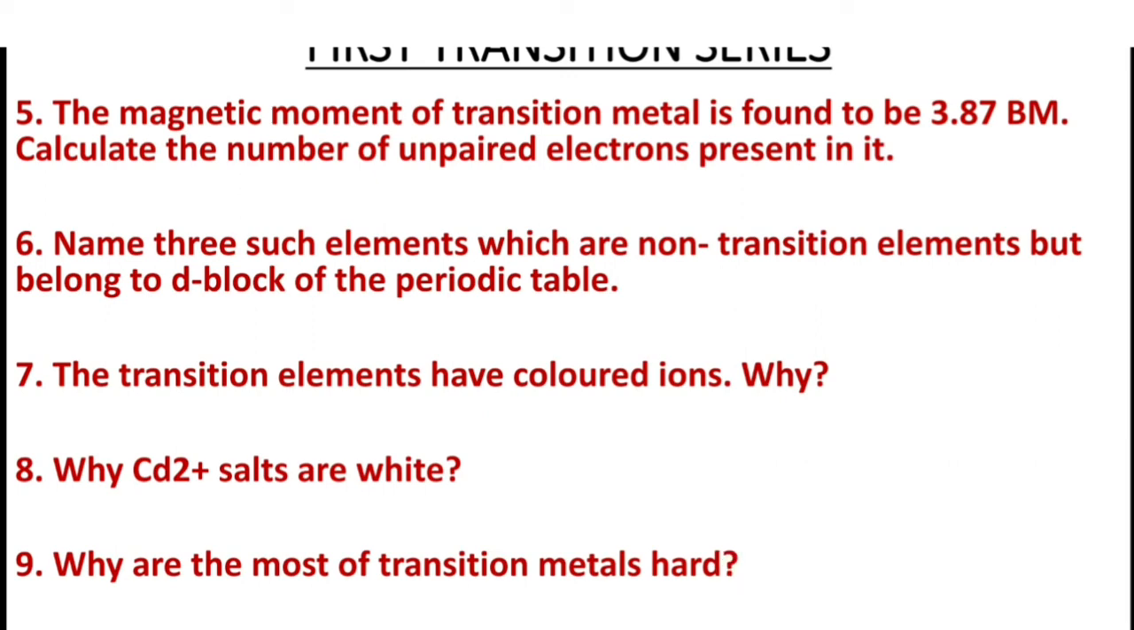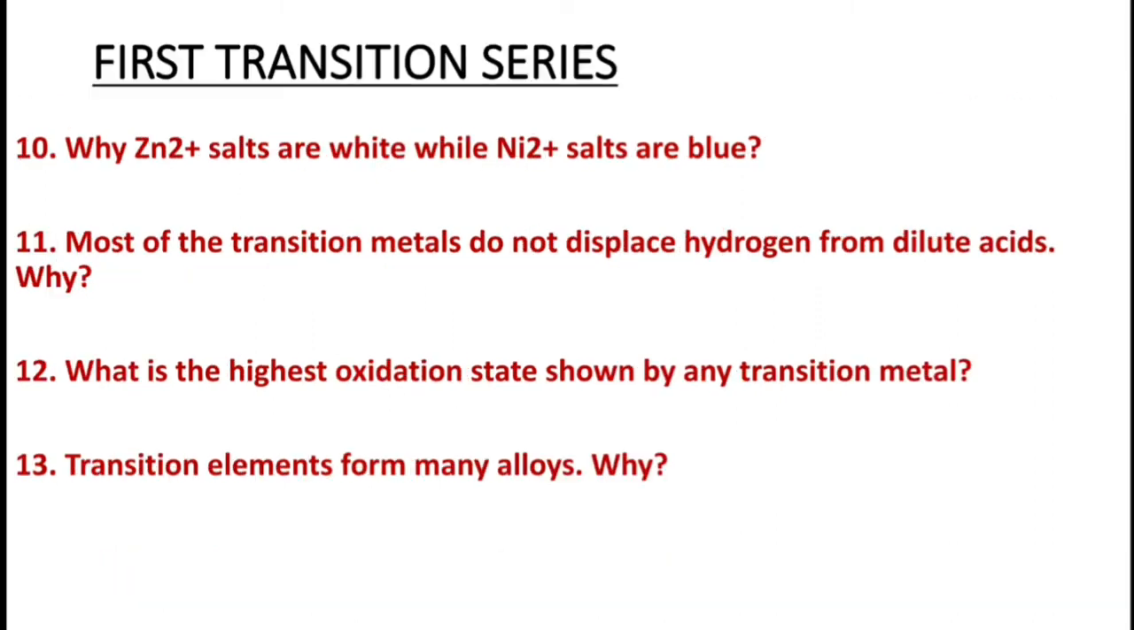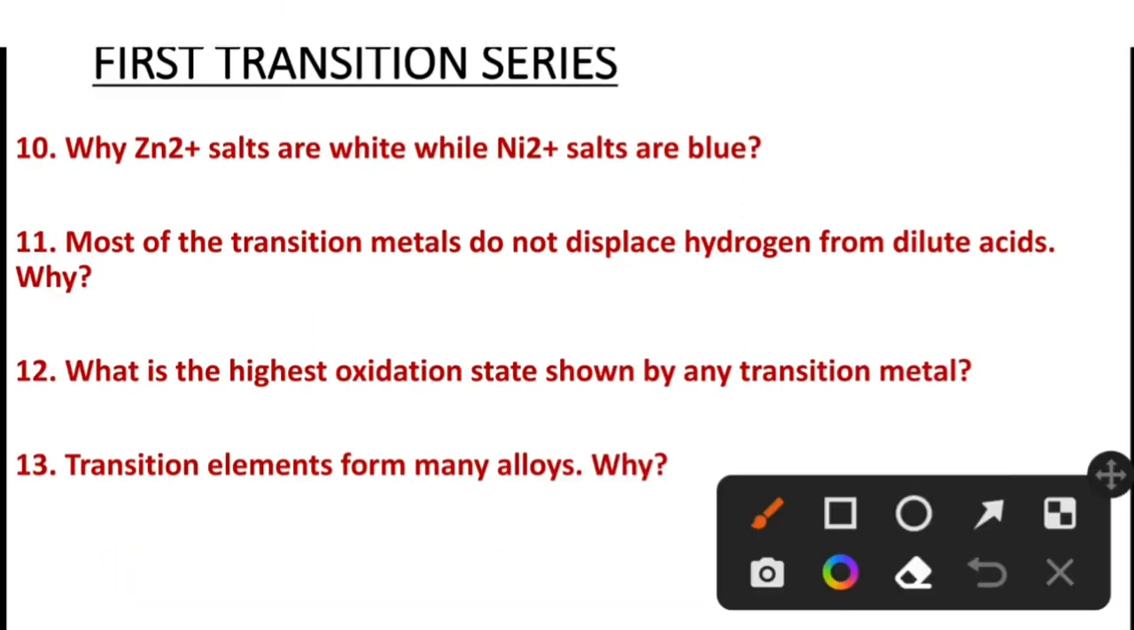Let us see the other questions now. The next question: why are zinc 2+ salts white while nickel 2+ salts are blue? Again, you can relate it with the help of electronic configuration. Zinc in its 2+ state has completely filled d orbitals in the form of 3d10, while nickel 2+ has incompletely filled 3d orbitals, that is 3d8.